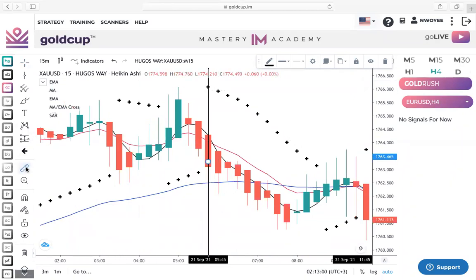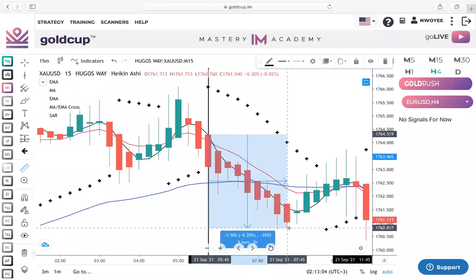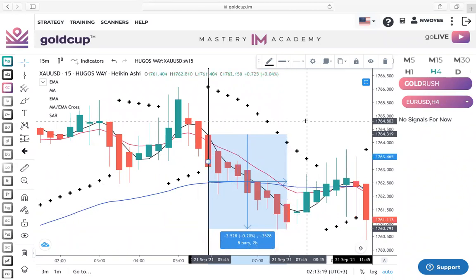Let's see how many people we caught. So we would have entered on this candle, the opening. It went all the way down. Right? Went all the way down. Good 30 to 40 pips on a 15-minute time frame. You're done for the day. Easy peasy. On this, you can catch a sell.